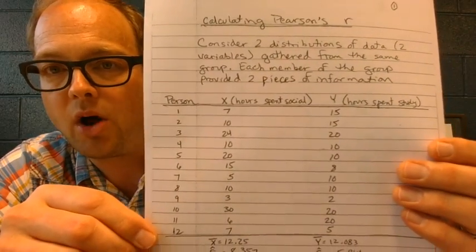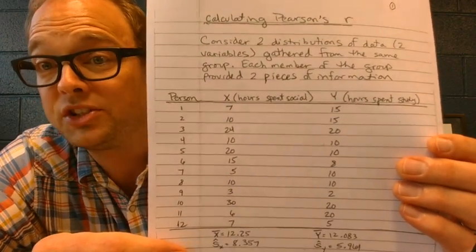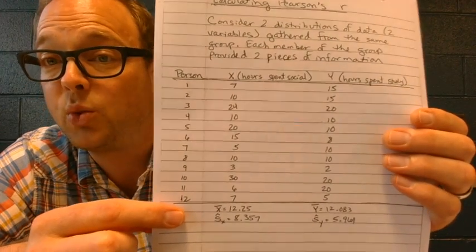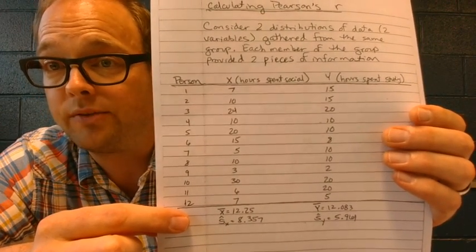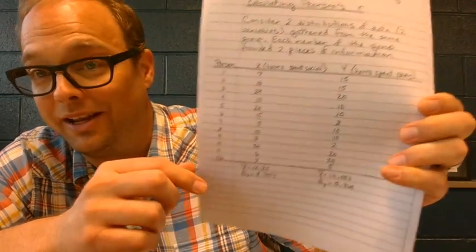Hopefully that's somewhat familiar because we just talked about that back when we were dealing with scatter plots and also introducing Pearson's R. These are the raw data. This first column, I've simply called that column person. That's the person that provided the data. And I've numbered them 1 through 12. So 12 people provided us with information. N equals 12 for this example.